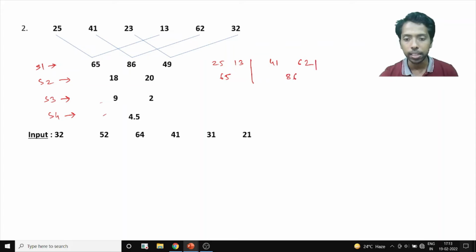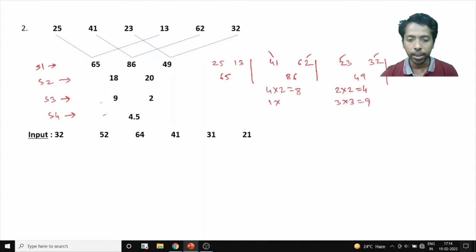See, while I am writing, I can visualize what logic follows here. From this number, 23, 32. See, extreme numbers: 2 into 2 gives 4. 3 into 3, the in-between numbers, that is 9, so 49, satisfying. 4 into 2, the extreme left-hand and extreme right-hand digits of both numbers, that is 8. 1 into 6, that is 6, so 86, satisfying. 2 into 3, extreme left-hand and extreme right-hand, gives 6. 5 into 1, that is 5, so 65, satisfying.